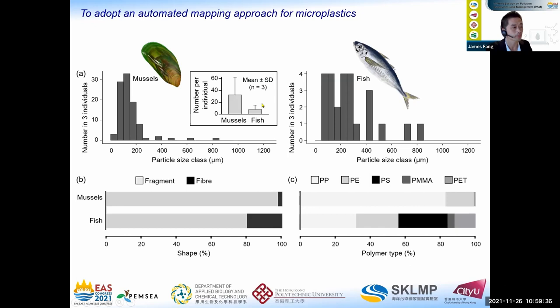We also report the shape of this microplastic. In this case, we only find fragment and fiber. The most important data is here, the polymer type. In this case, we identified that polypropylene is the dominant type, okay? When we report microplastic, we usually report these three parameters: the quantity, the shape, and the polymer type.